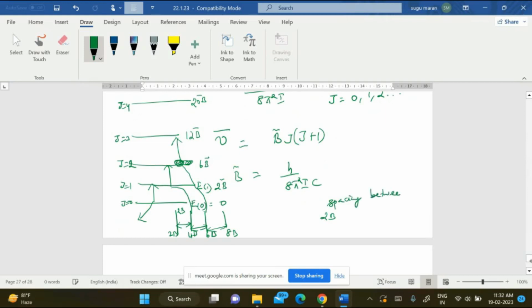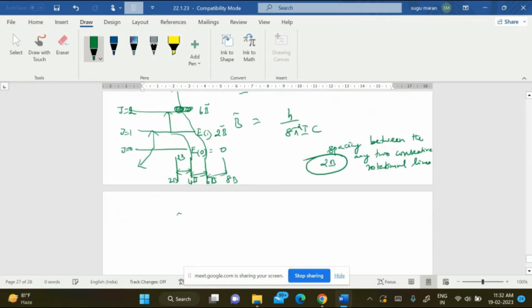So the spacing between any two consecutive rotational lines is equal to 2B. So this is what we have seen. So 2B is equal to 2 into h by 8 pi squared I c.